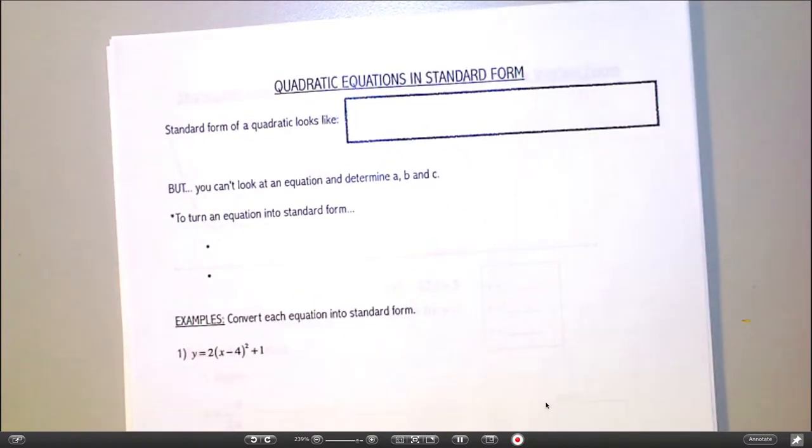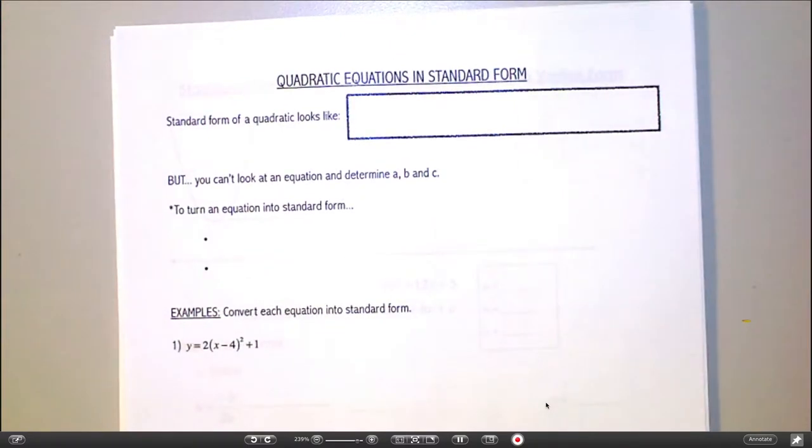Okay, so we've talked about vertex form of a quadratic equation, and that's y minus k equals a times x minus h squared. That's what's known as vertex form. Just like linear equations, you remember with linear equations we had slope-intercept form, point-slope form, and standard form. There are different forms of a quadratic too.